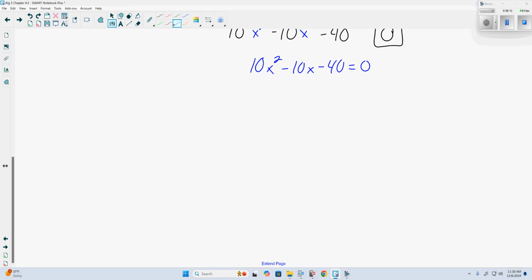And I talked about this in the video. Anytime we do have a greatest common factor, it's going to be good to get rid of it. Since there is a greatest common factor of 10, we can divide this out and still get the same solution, but the numbers are going to work a little bit nicer, because 10x squared divided by 10 is x squared. Negative 10x divided by 10 is negative x. Negative 40 divided by 10 is going to be -4.